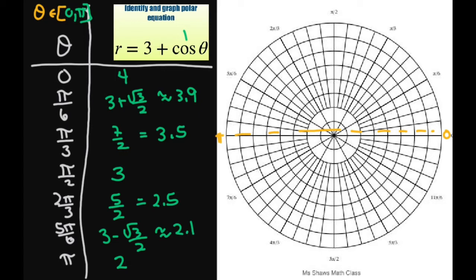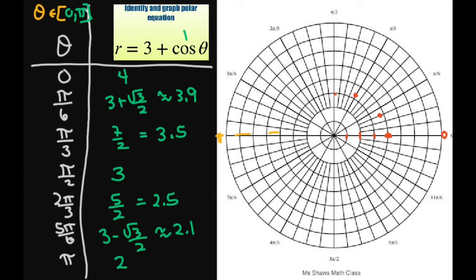So let's plot the upper half of this. So at 0, we're at 4. I'm going to take that out. Didn't match up very good. So this is 1, 2, 3, 4. This is 0. All right. There's your first point. At pi divided by 6, we're at 3.9. So that's just a little less. All right. At pi divided by 3, we're at 3.5. It's half. At pi divided by 2, we're at 3.